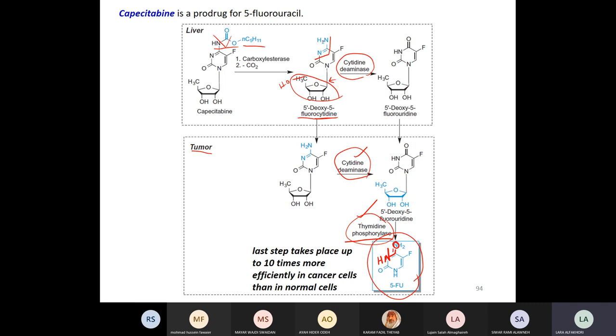If you would give equal doses of 5-fluorouracil and also capecitabine, which is a prodrug of 5-fluorouracil, capecitabine will have more distribution to give 5-fluorouracil inside the cancerous cells than if you would give 5-fluorouracil directly. Okay? Any questions so far?